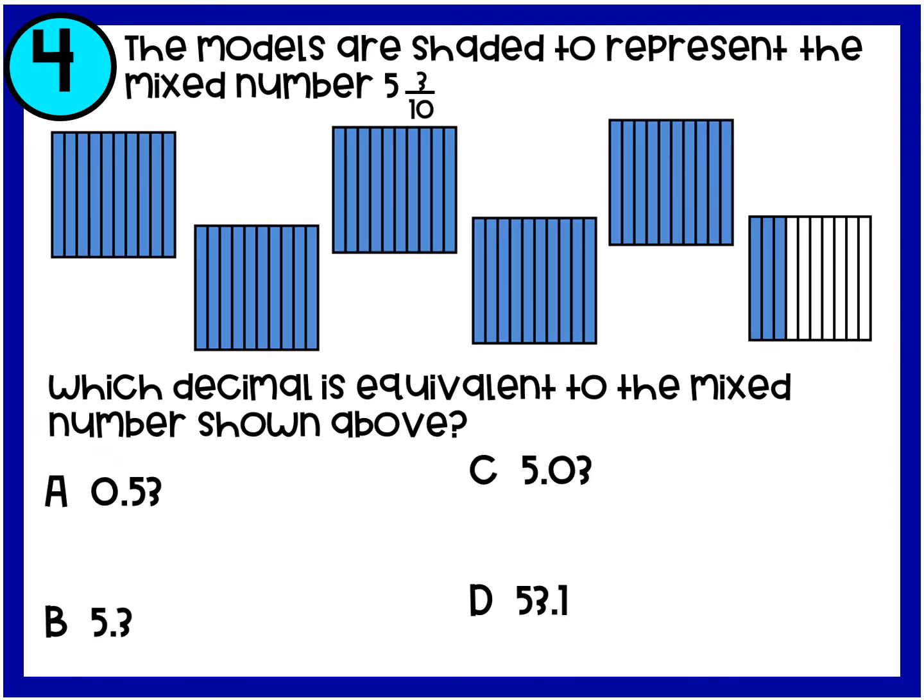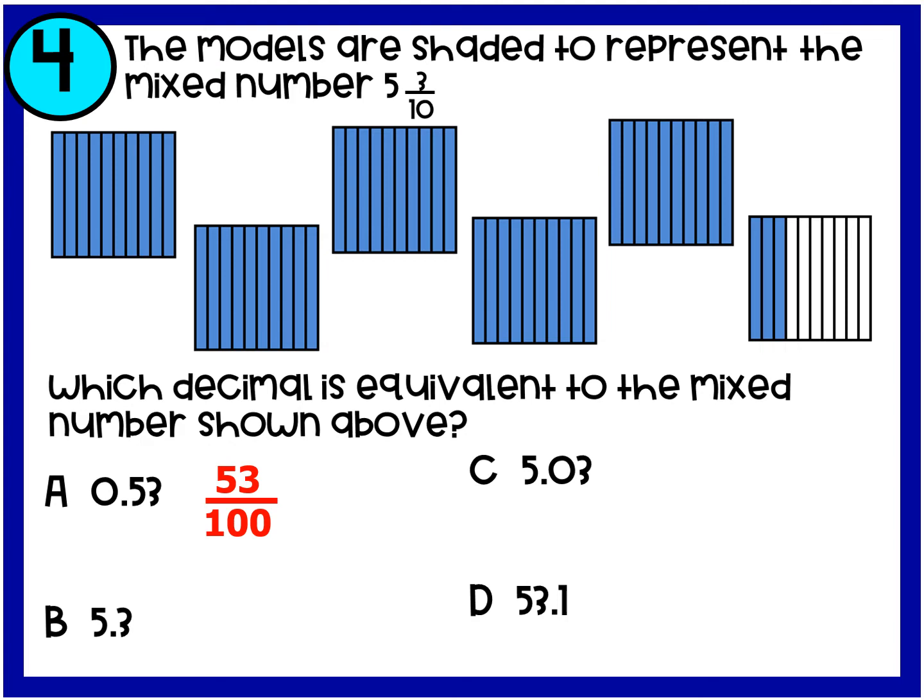Number 4, the models are shaded to represent the mixed number 5 and 3/10. Which decimal is equivalent to the mixed number shown above? If I look at my models, I see that I have 5 whole units, and that is not a decimal because they're whole units. If I look at my model 3/10, that would be a decimal because decimals are part of a whole unit. I'm going to analyze all my answers and convert them into either fractions or mixed numbers. A is 5.03, so as a fraction that would be 5 and 3/100. So no, that is not equivalent to 5 and 3/10.